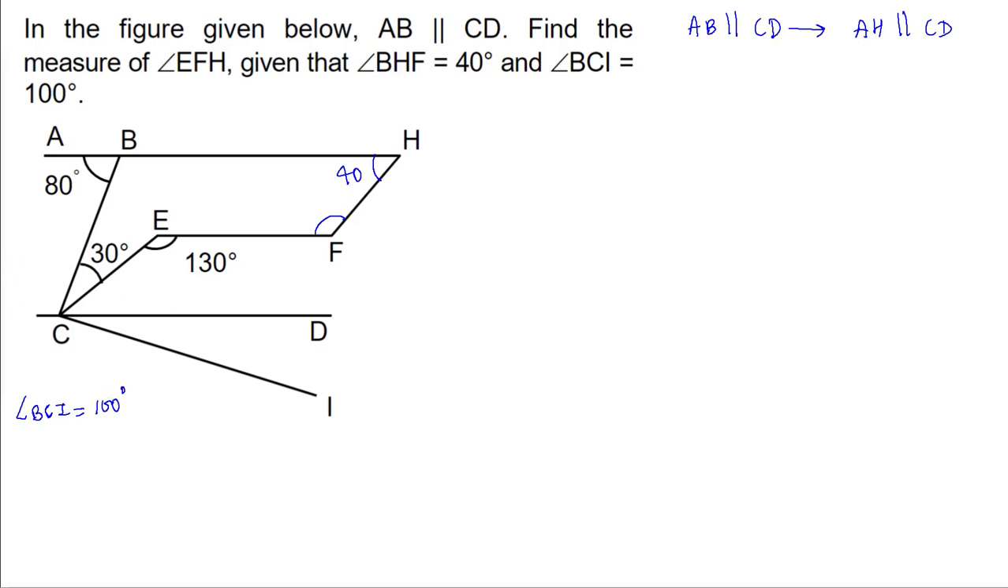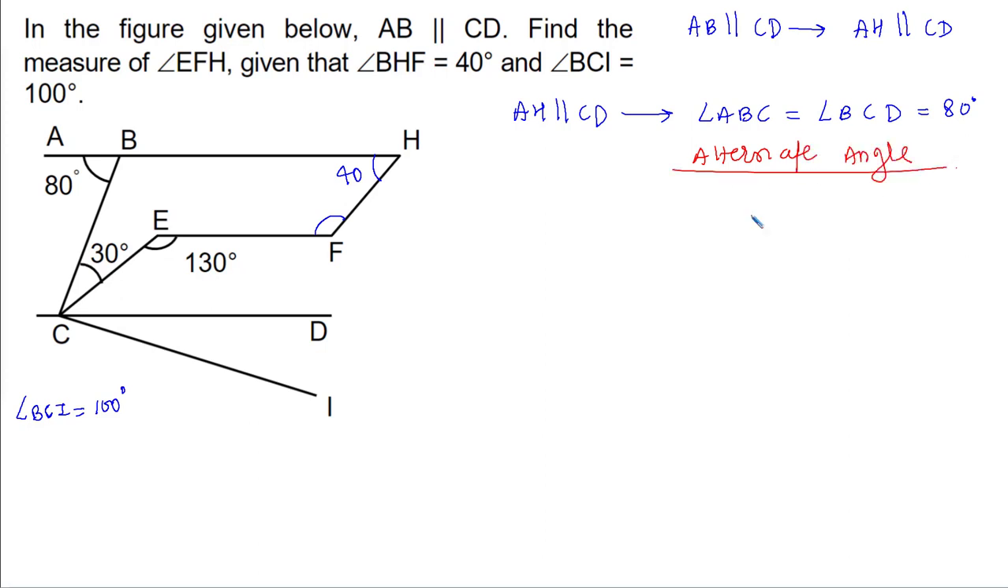So over here what we can see is, look here, we know that AH is parallel to CD. So can I say that angle ABC is equal to angle BCD is equal to 80 degrees? Angle ABC is 80 degrees and angle BCD has to be 80 degrees because they are alternate angles.